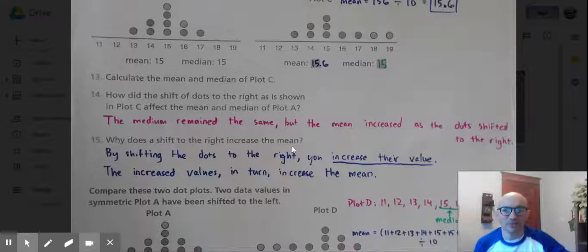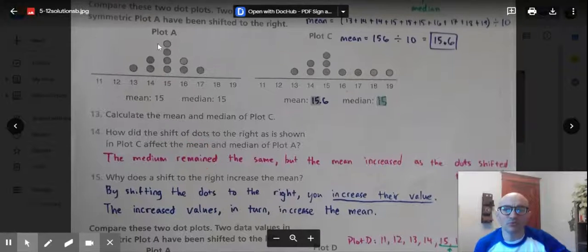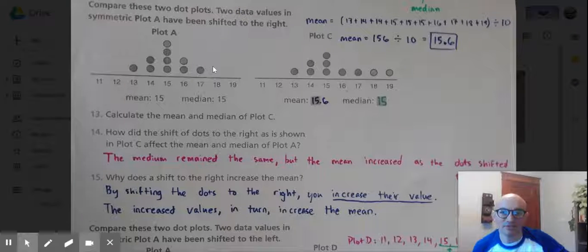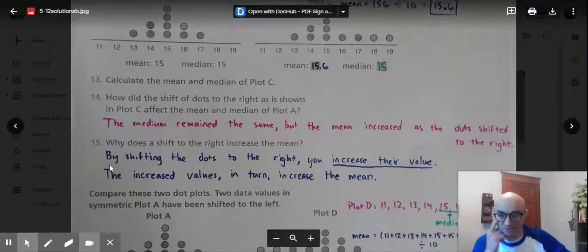Why does a shift to the right increase the mean? Now we have to think about this a little bit. Well, if I moved one of my values of 15 over to 19, I increased that value, right? And if I moved one of my values at 16 over to 18, I also increased the value there. So let's see if I can turn this into a sentence.